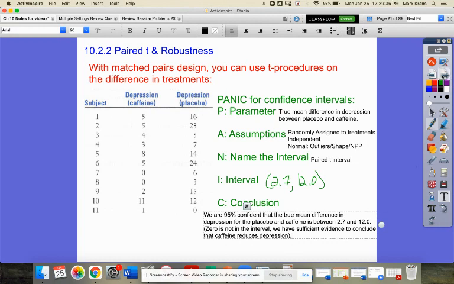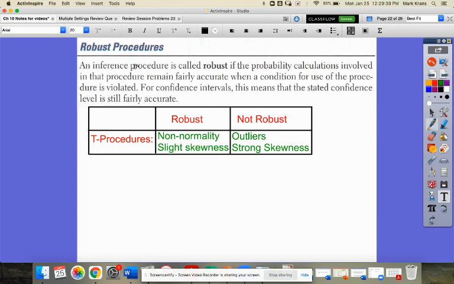So the other idea I want to talk about is robustness. An inference procedure is called robust if the probability calculations involved remain fairly accurate when a condition is violated. Okay? So for confidence intervals, that means that the confidence interval is still fairly accurate when you make a subtle change to it. Okay? So T procedures, non-normality, especially if it's symmetric, it's robust. Okay? So non-normality, the central limit theorem will normalize it and we're in good shape. But outliers, not so much. Slight skewness, central limit theorem will take care of it. But strong skewness, not so much.